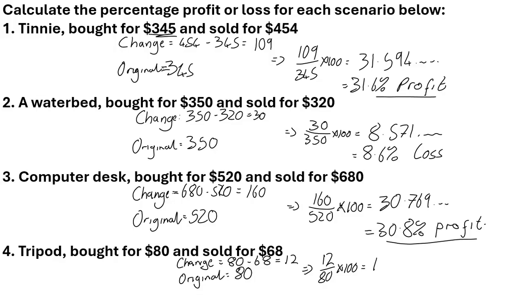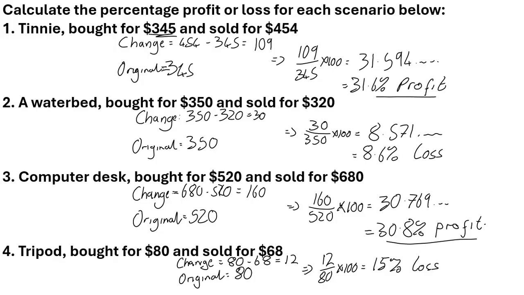And when I do that, I get 15%. I get quite a nice round number for that one. So in this case, I've got 15%, but I need to discover what it is, a profit or a loss. It's gone down in price, so it's a 15% loss in this scenario. So for each of these, I've done the same steps. I'm looking at change, original, make them into a fraction and multiply it by 100. And if I do that, I can calculate percentage profit or loss.